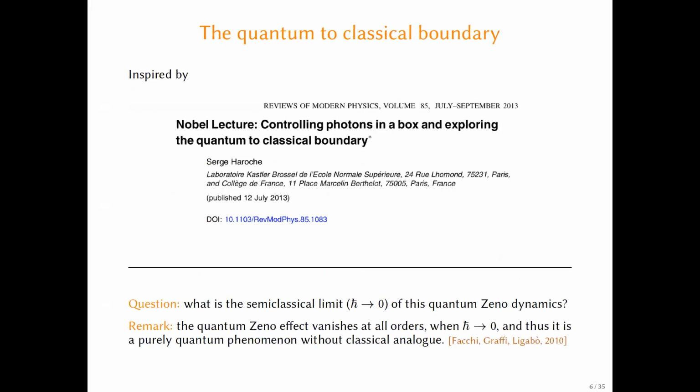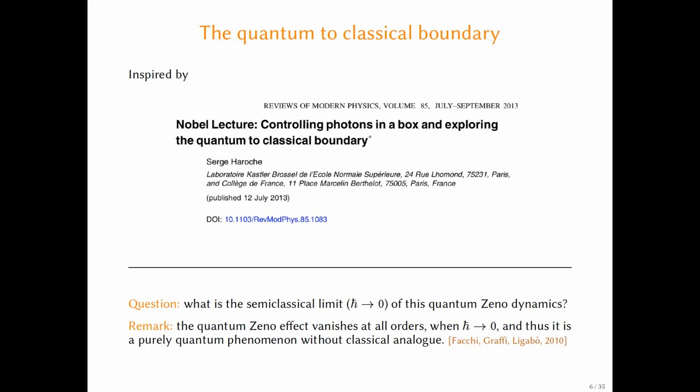Okay? So, inspired by the Nobel lecture given by Serge Haroche, one of the physicists who proposed this experiment, in which he discussed how controlling photons in a box is a way to explore the quantum to classical boundary, we ask the following question. What is the semi-classical limit of this quantum Zeno dynamics?